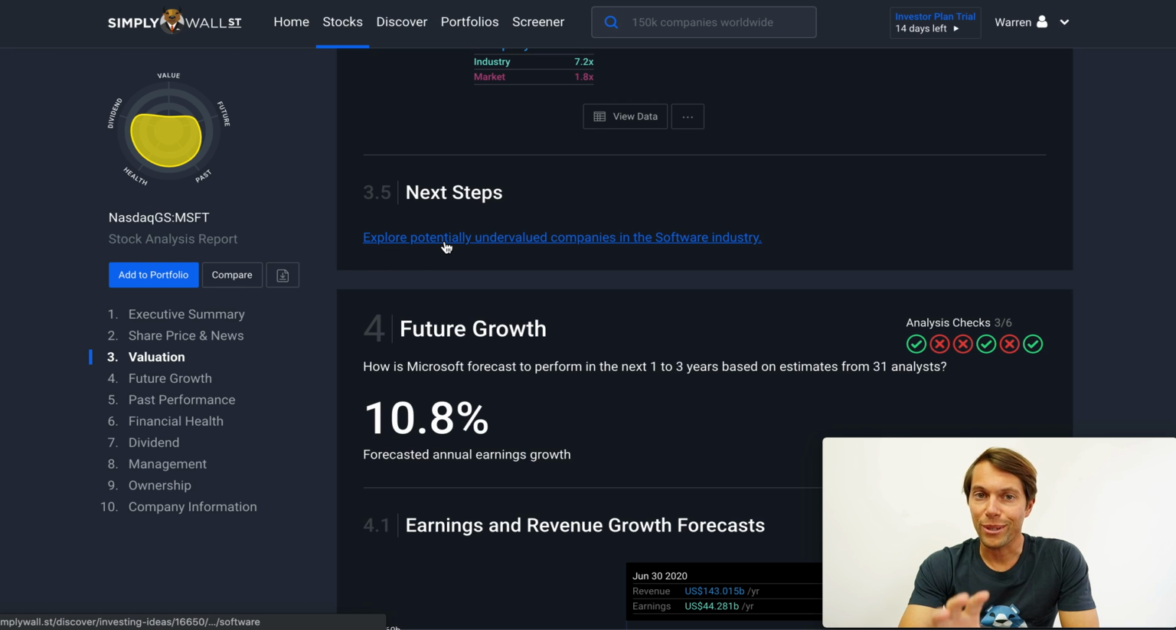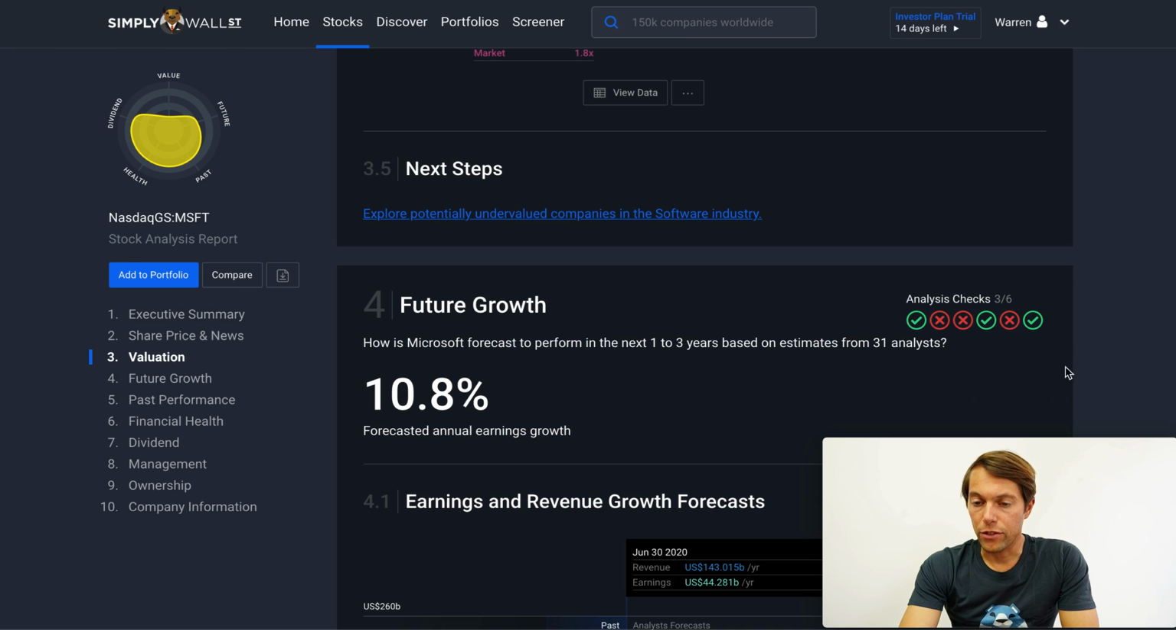I'm not going to click on it because we're going to stay on the report, but next steps allows you to explore other companies in that same industry, in this case software, that might also be undervalued based on the same analysis that we've just been through.